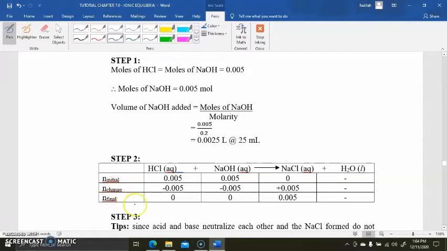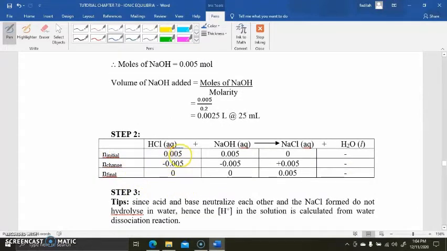Okay, so, step 2, kita buat ice table. Kita kena buat ice table untuk kita tengok, siapa yang ada baki inside the conical flask right now? Adakah baki H+, ataupun kita ada lebih banyak NaOH? Okay, disebabkan awak nampak, initial mole untuk HCl 0.005, initial mole untuk NaOH adalah sama, 0.005. So maksudnya, sebab tu kita panggil sebagai equivalence point. Dia akan saling neutralize each other. So, balance untuk HCl adalah 0, tolak 0.005. NaOH also minus 0.005. So, 0. Okay, number of mole NaCl akan bertambah sebanyak 0.005.